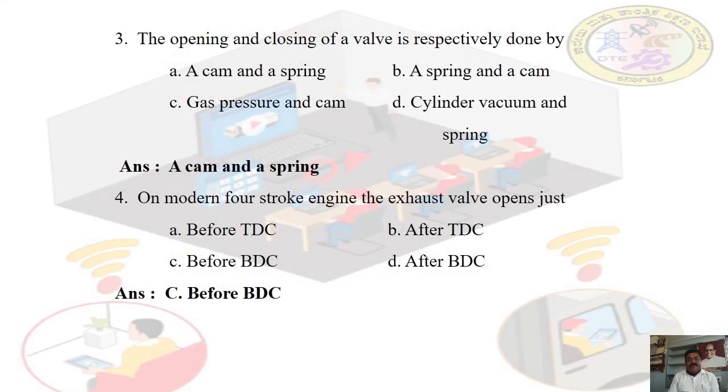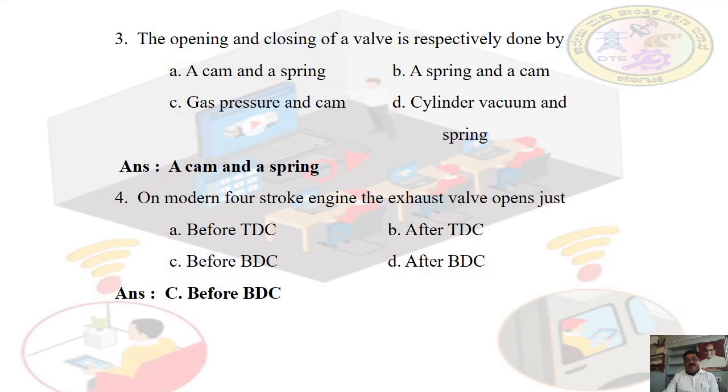Next question. The opening and closing of valve is respectively done by: option A cam and a spring, option B a spring and a cam, option C gas pressure and cam, option D cylinder vacuum and spring. The answer is option A cam and a spring.